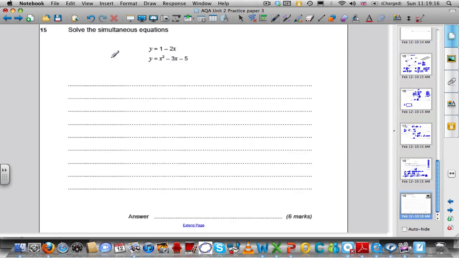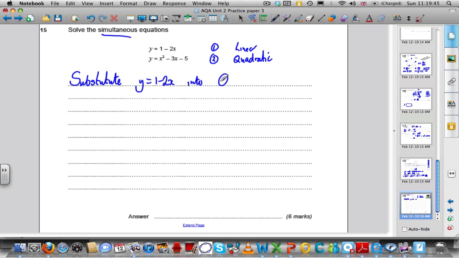Okay, last question. Question 15, solving simultaneous equations. Label them 1 and 2 to start with. Notice, equation 1 is linear. Equation 2 is quadratic because it's got x squareds in it. So, I always say substitute the linear one into the quadratic one. So the first line would be to substitute y equals 1 minus 2x into equation 2.